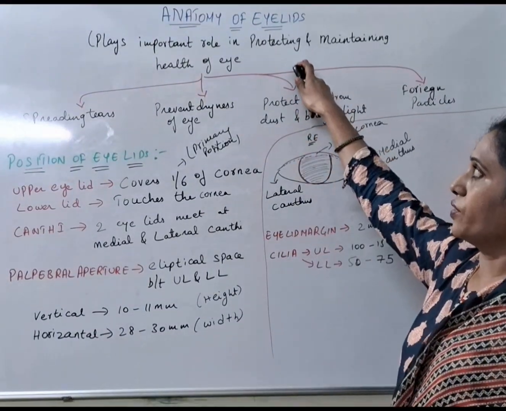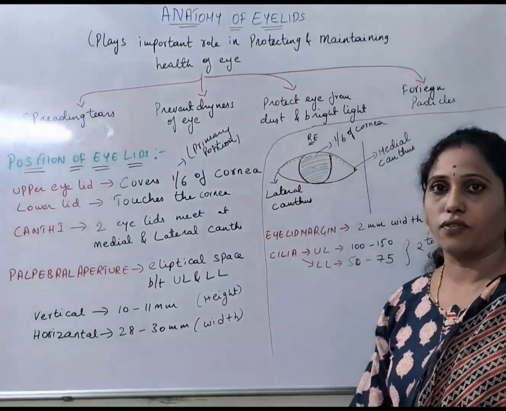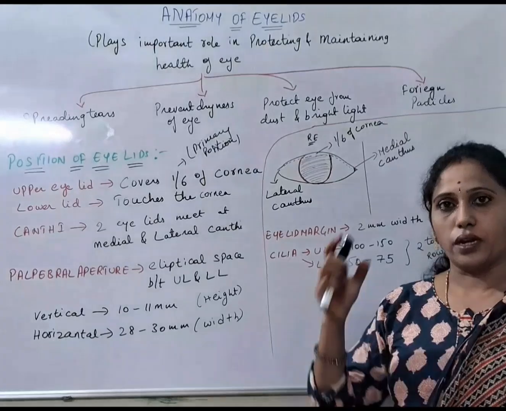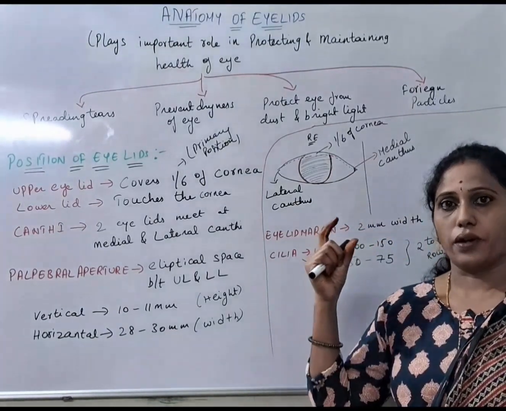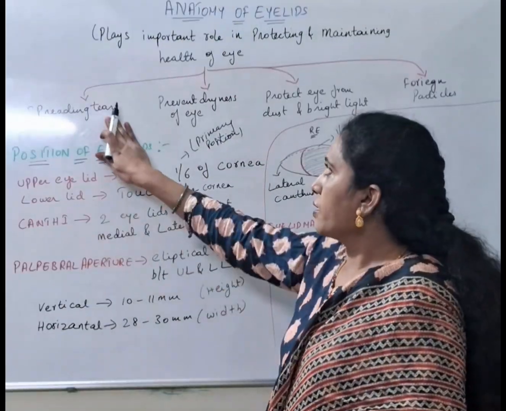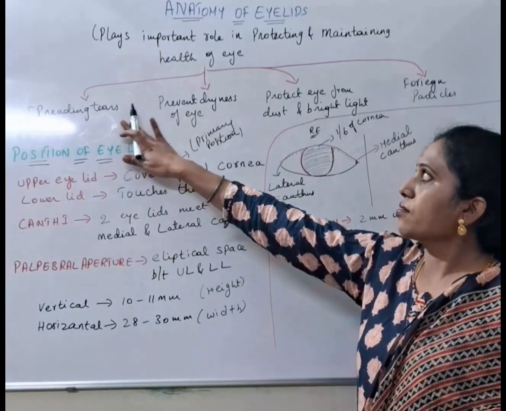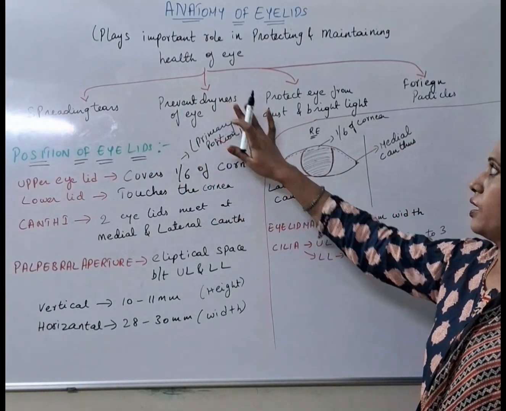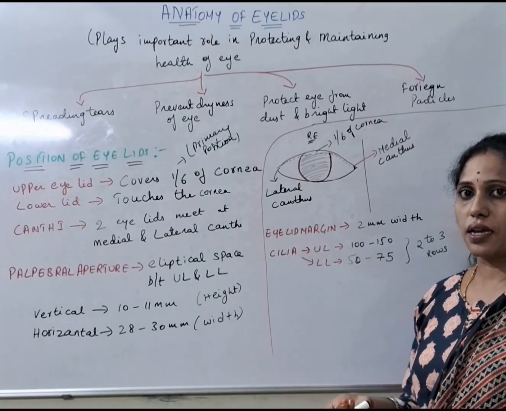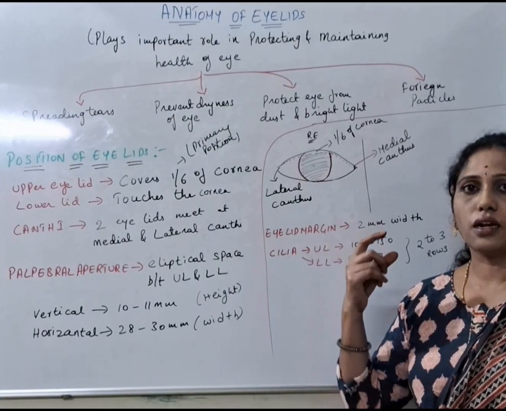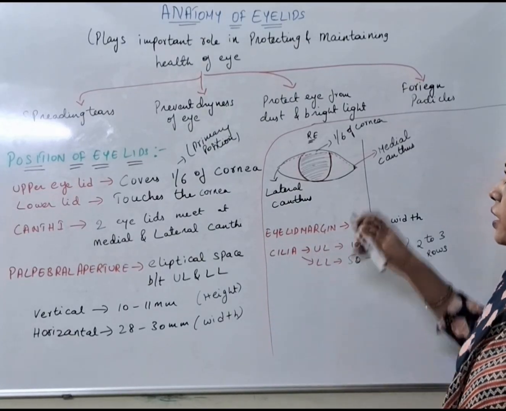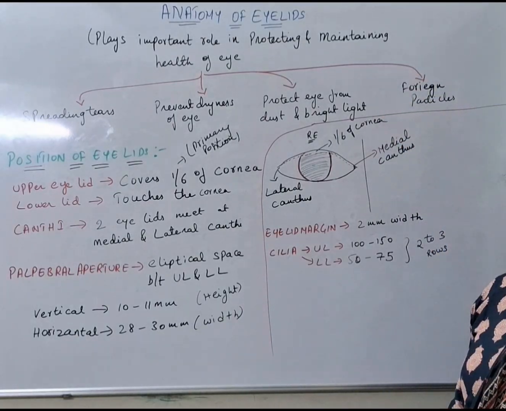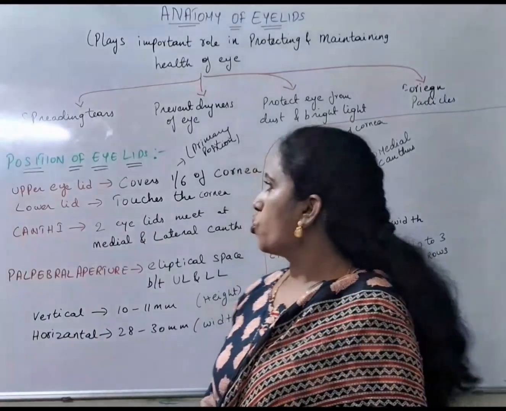How does it protect our eyes and how does it maintain the health of our eyes? By spreading tears. Spreading tears means whenever you blink, your tear spreads all over the eye. As a result, whenever there is a tear supply, there will be a prevention of dryness of the eye. Whenever there are dust particles or bright light, what do we do? We immediately close our eyes, right? In that way, it protects the eye from dust and bright light as well as from foreign particles.